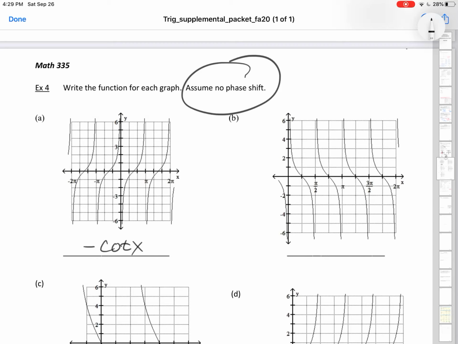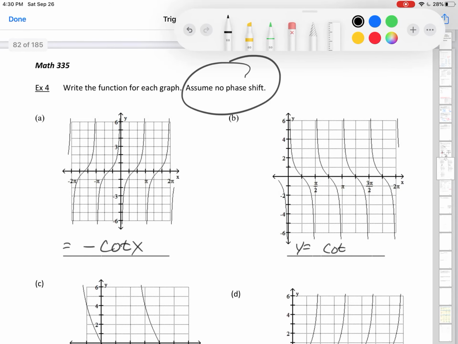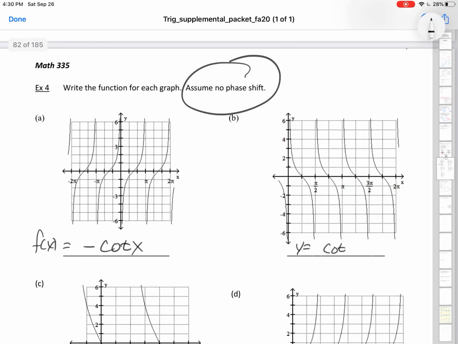I'd look at B and say, okay, it's got asymptotes at pi over 2. Okay, so if it's got asymptotes at pi over 2, well, let me look here. Actually, it's got an asymptote at 0. Okay, that's what I should have paid more attention to. It's a cotangent. And let me put y equals cotangent. Oh yeah, because it says write a function. Well, if I'm going to write a function, maybe I should put it in function notation. Maybe I'll say f of x is equal to that, and f of x is equal to, this I think is a cotangent function. Its period is now pi over 2.